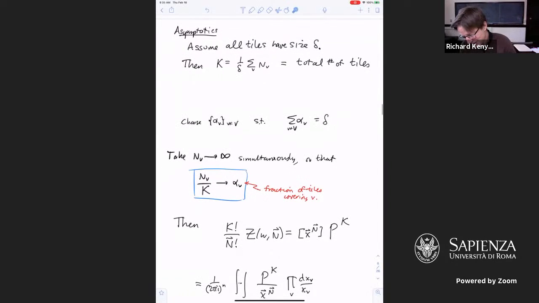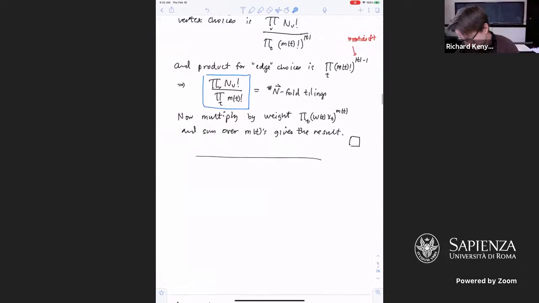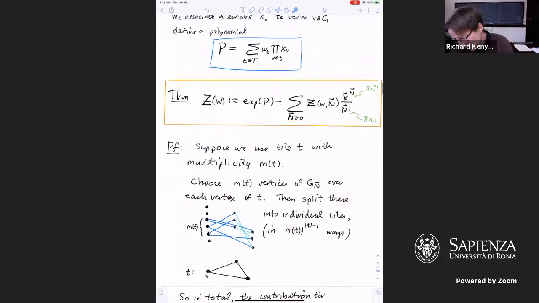And then how do we compute a limit of this quantity Z_W(n)? This is our partition sum, the quantity we care about. Well, it grows like n factorial. But if we multiply by k factorial divided by n factorial, then we can extract that as a particular coefficient in p to the k. Let me go back, if you don't mind.